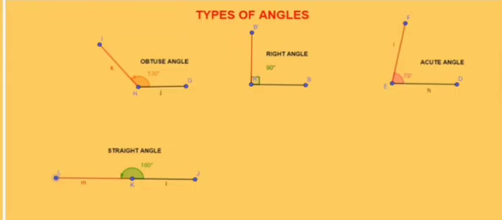Next, I am drawing another angle. Further increasing the angle, I got another angle. What is its name? It is called a reflex angle. That is, a reflex angle means it is greater than 180 degree and less than 360 degree. These angles are called reflex angles.